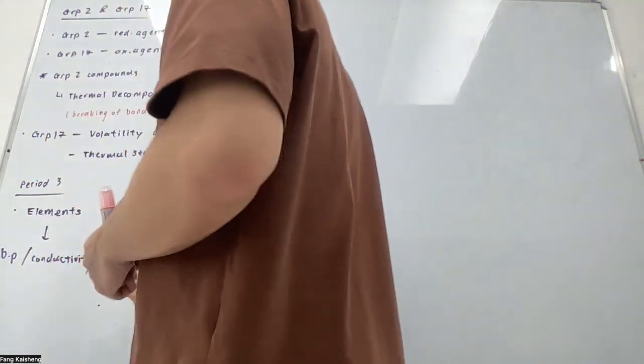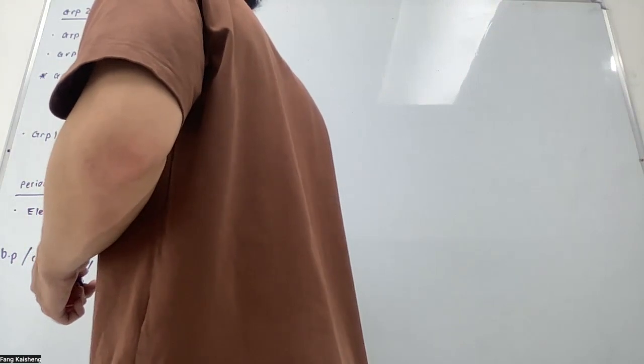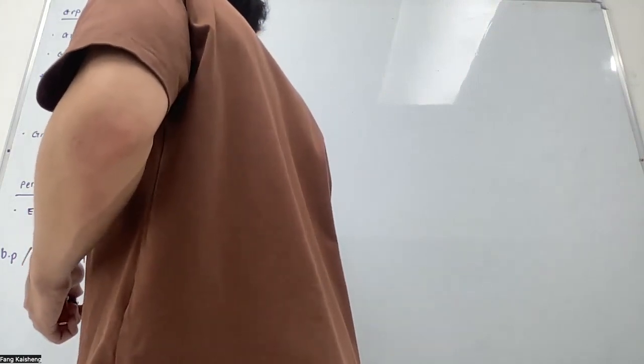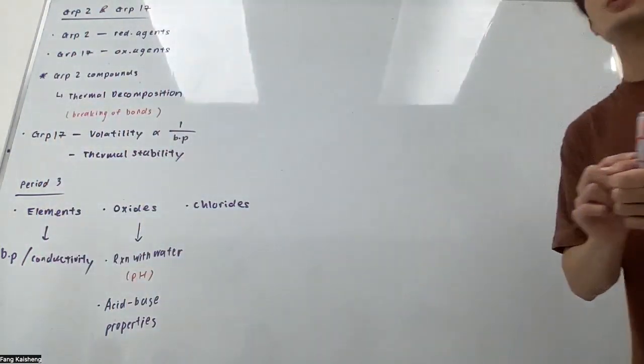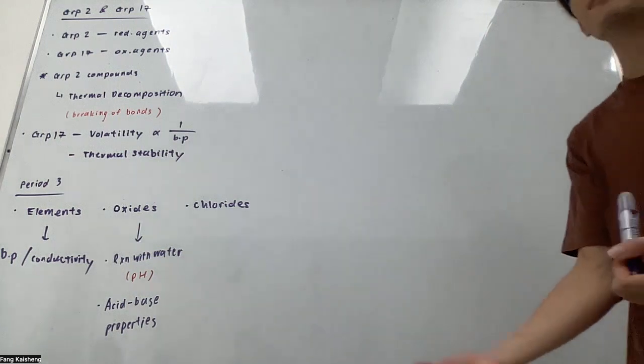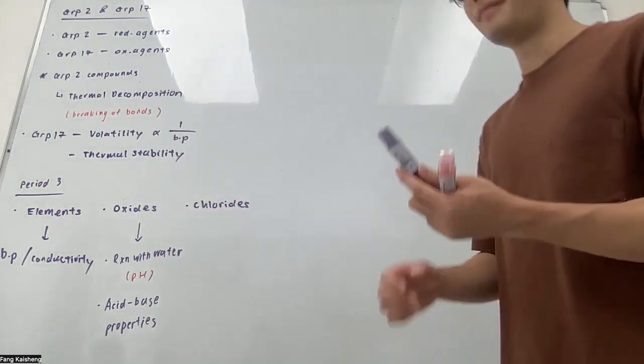Other than reaction in water, you also must tell me about their acid-base properties. So remember, there's basic oxides, which are metal, acidic oxides, which are non-metal, and then we have one guy in the middle called amphoteric. That's your aluminium oxide.